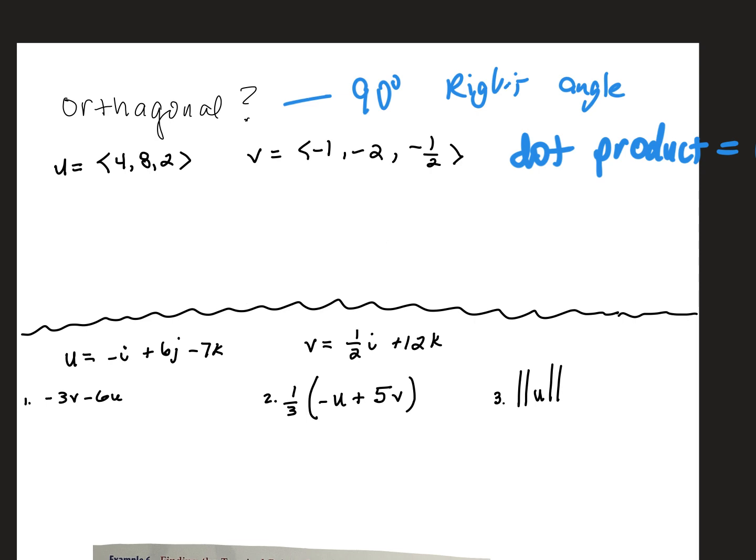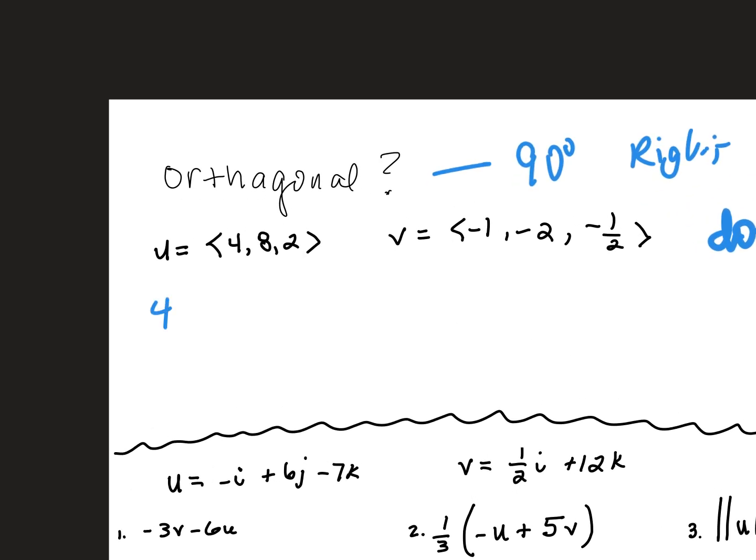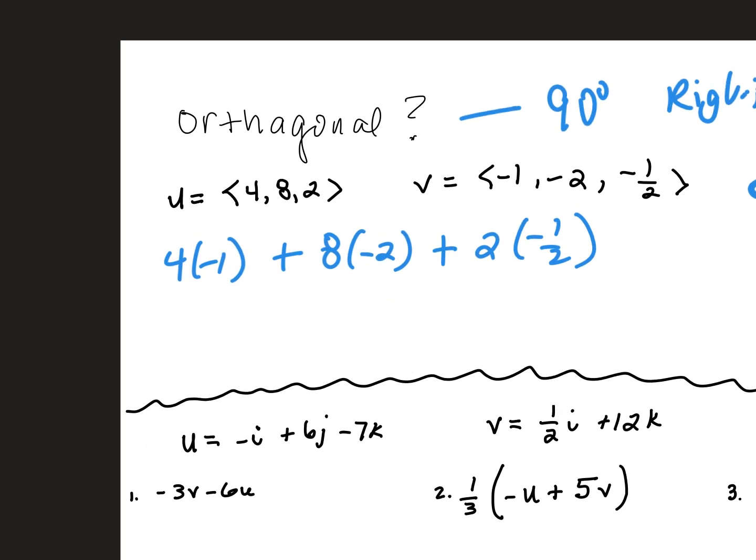So how would you show me that? Well, you would say first times first. So 4 times -1 plus second times second, 8 times -2 plus third times third, 2 times -1/2. What is 4 times -1? -4. What is 8 times -2? -16. And then what is 2 times -1/2? -1. What's -4 minus 16 minus 1? It's -21.